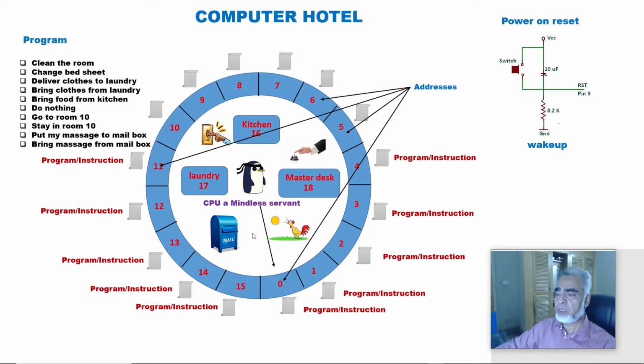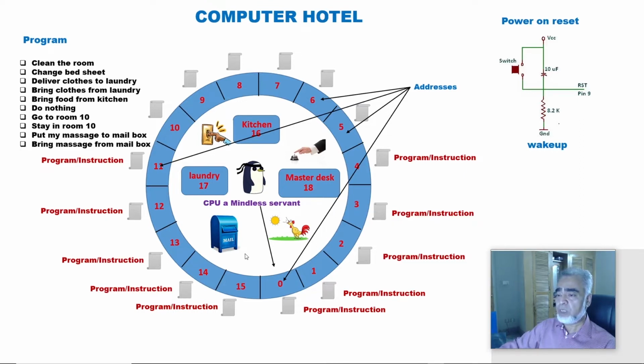What could be the instructions for a computer hotel? That is, clean the room, change the bed sheet, deliver clothes to the laundry, bring clothes from the laundry, bring food from the kitchen, do nothing, go to room number 10, stay in room number 10, put my message in the mailbox and bring the message from the mailbox. But microcontrollers and microprocessors have a different instruction set. That is, move the data to a particular register, increment the data, decrement the data, compare the data, and set or reset a particular bit.